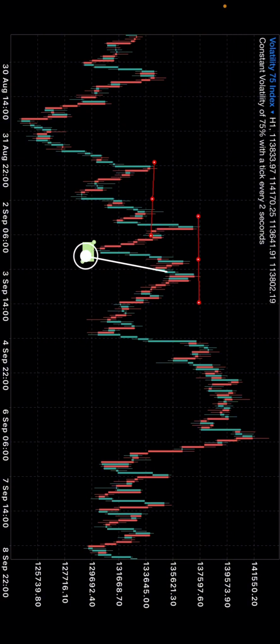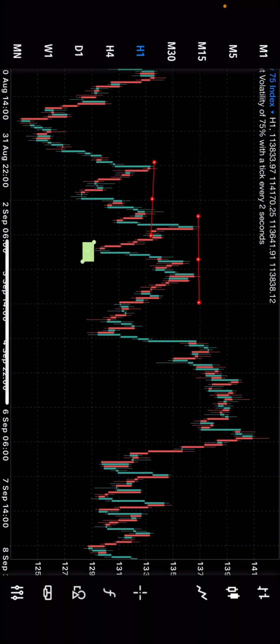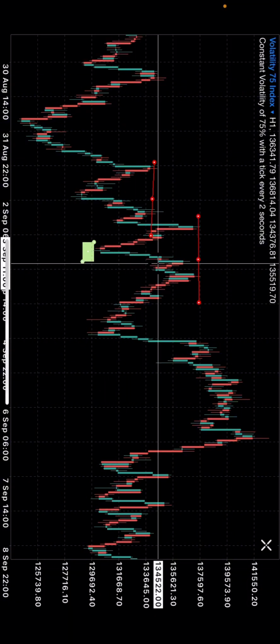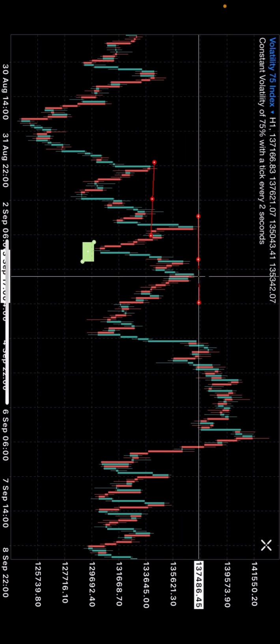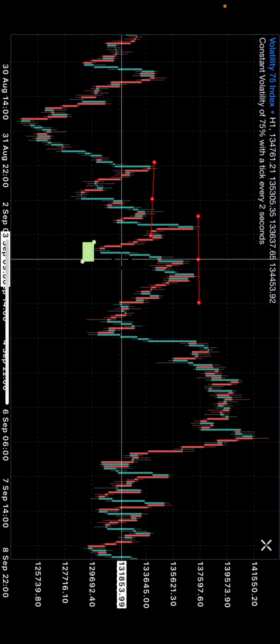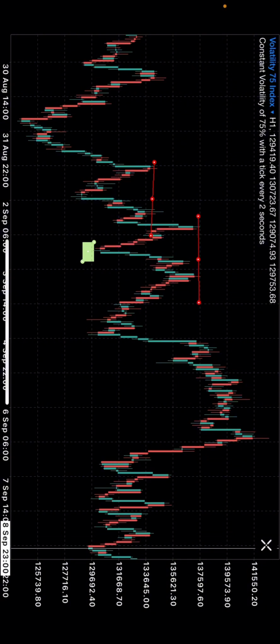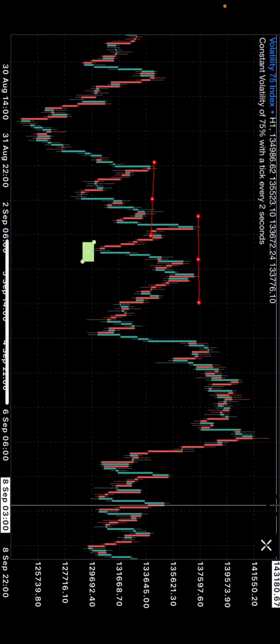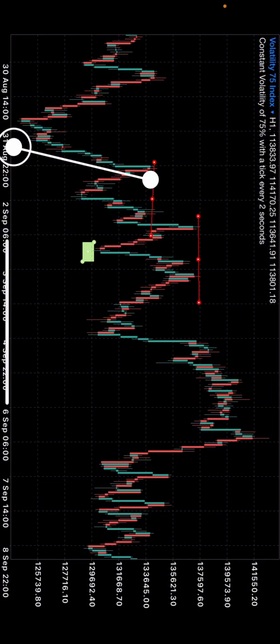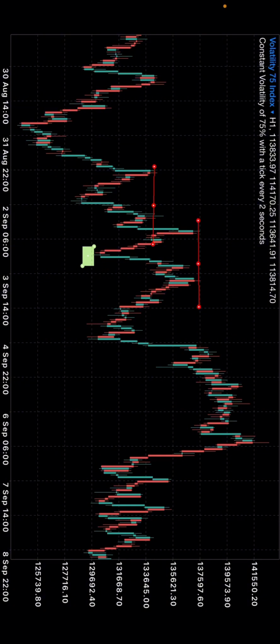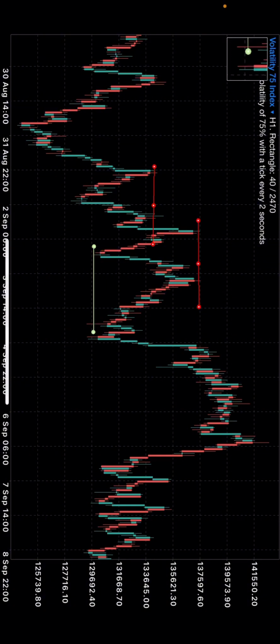Okay, see how this impulsive move to the upside, and a small break of structure, leaves a fair value gap for us. So I have to map it out. See the previous break of structures. This is a series of break of structures. This is a break of structure. So I saw an impulsive move, so I have to map it out.